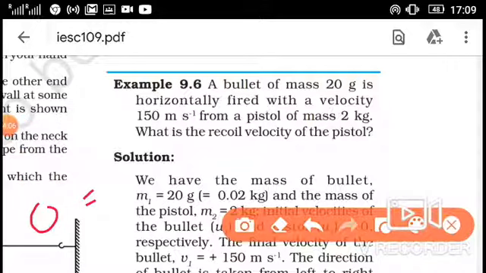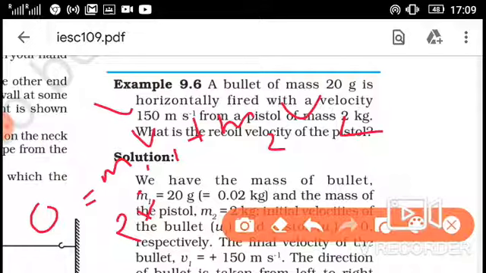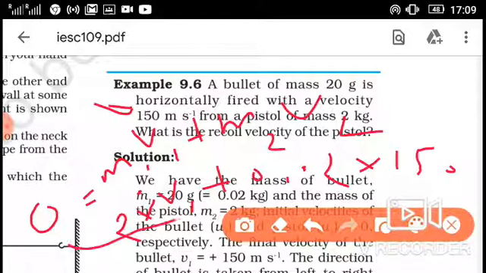Now m1 v1 plus m2 v2. Suppose this is the mass of pistol, that is 2 kg. 2 into velocity. A bullet of mass, this is the velocity of bullet. We need to find the velocity of pistol, so you write v1 here, plus m2 that is 0.02, and then you multiply 150. Now these all are the values, you calculate and you can find your answer.